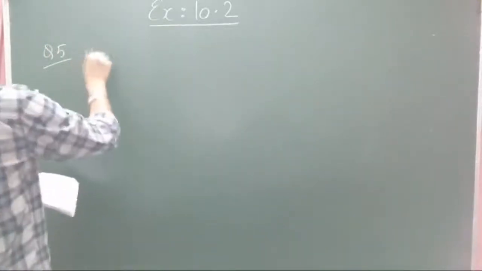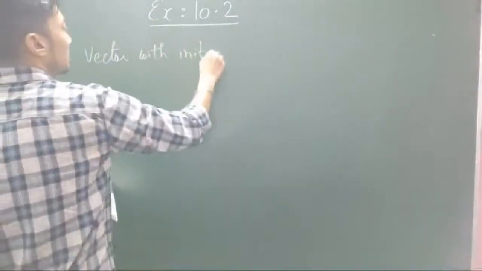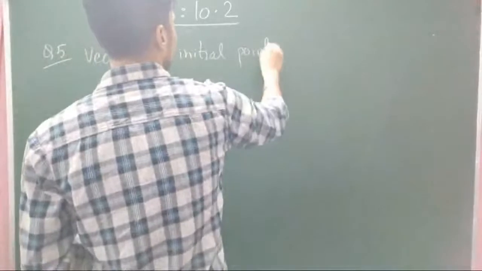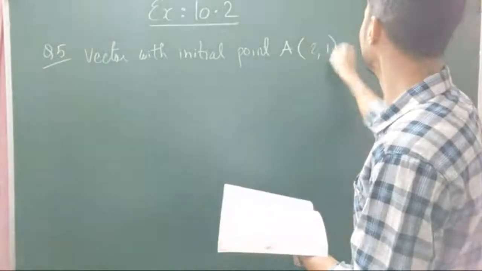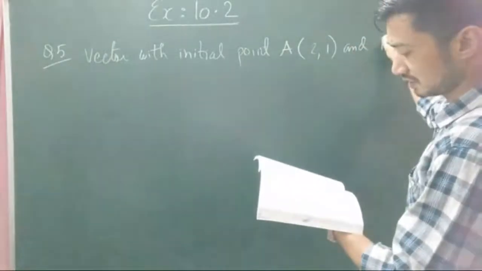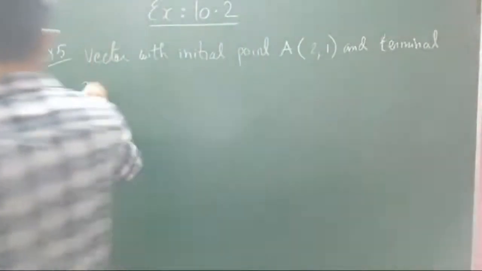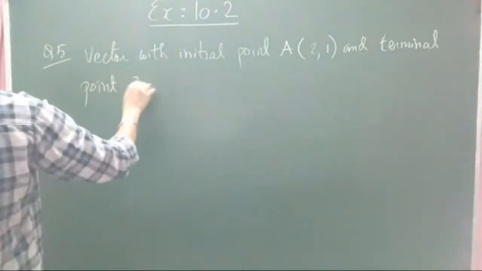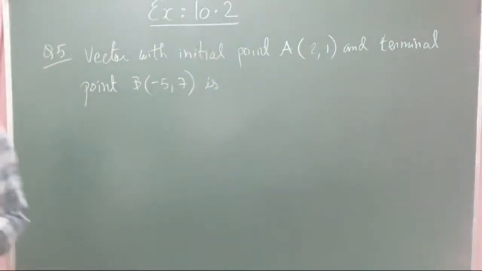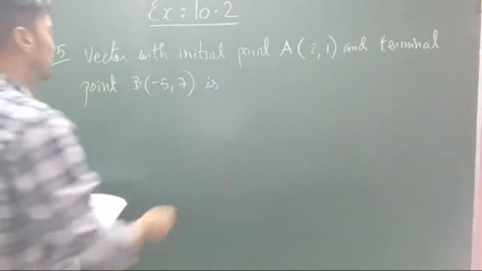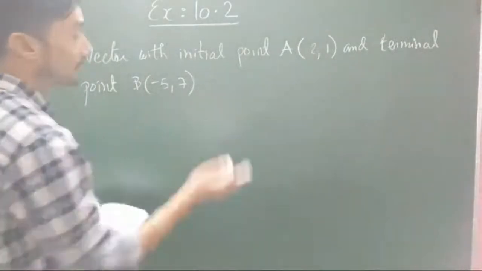So you can write down the solution. Vector with initial point, let's name it A, 2, 1, and terminal point B, minus 5, 7. Of course, you can write it like this also. So the points A and B, the initial point and terminal point, are given.